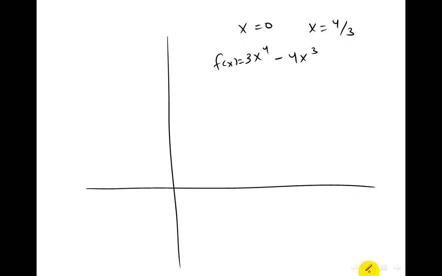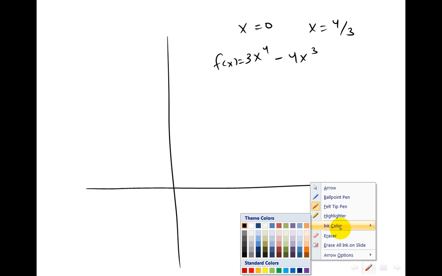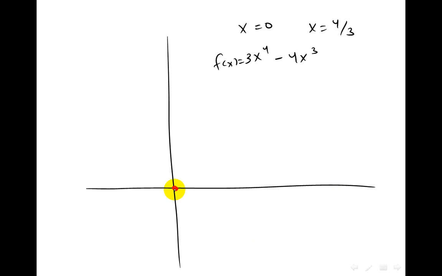So it will be a graph of 3x to the power of 4 minus 4x cubed. Here you have an x-intercept of 0. 4 over 3 means a little bit more than 1. If I consider that this is 1, 4 over 3 will be almost here, let's say. So this is my 4 over 3.